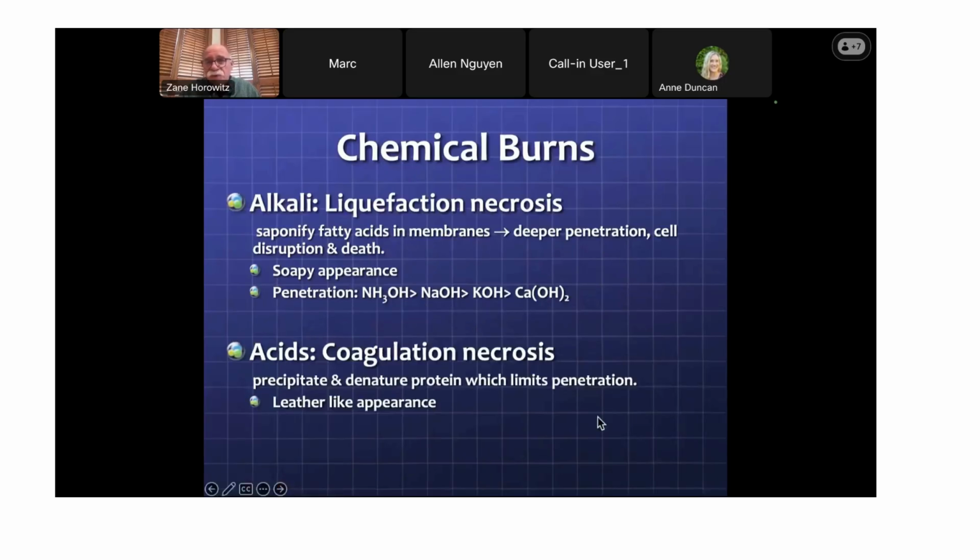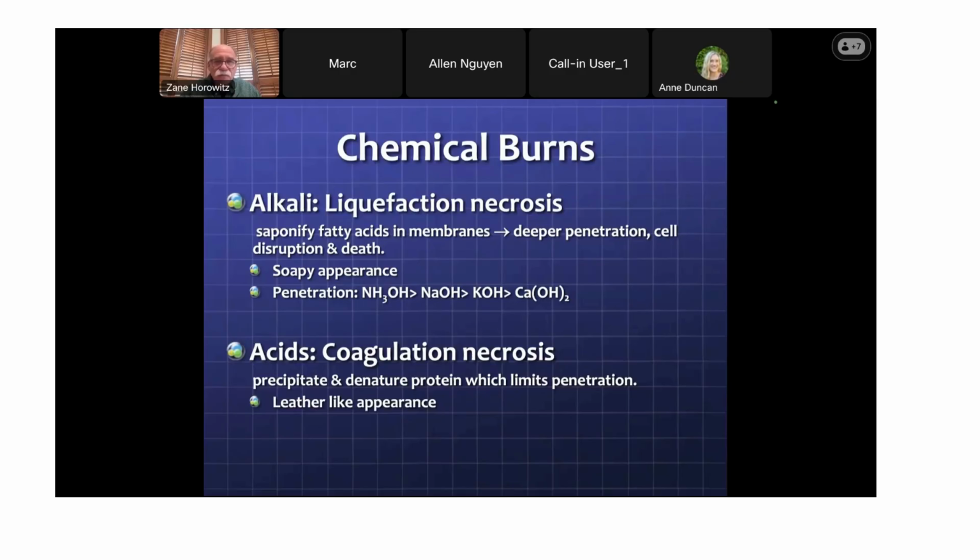So a couple of buzzwords that they like to bring up. Alkalis or alkaline bases create liquefaction necrosis. If you think about it, these were used to make soaps or saponify the fatty acids in membranes, and they penetrate deeper, making these membranes very soapy, oozy, weepy, and it keeps going because it's not going to stop anywhere.